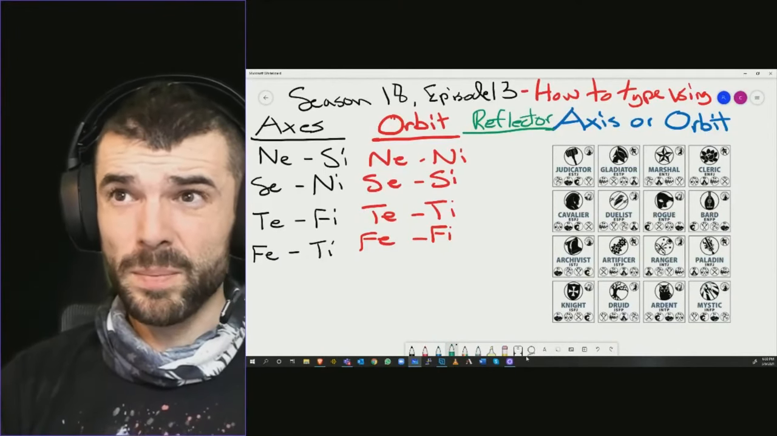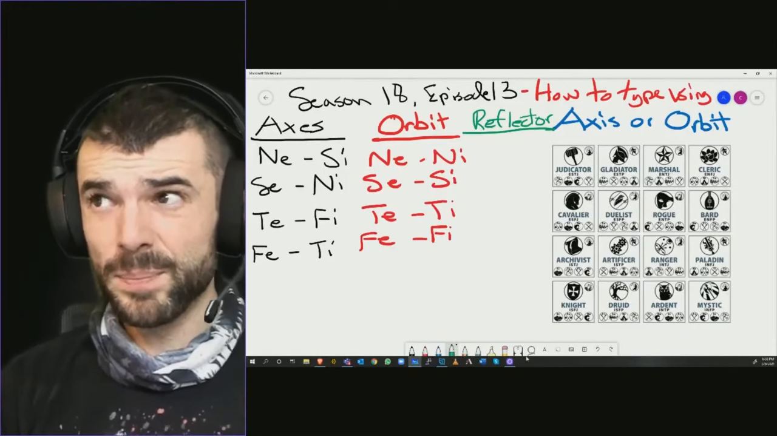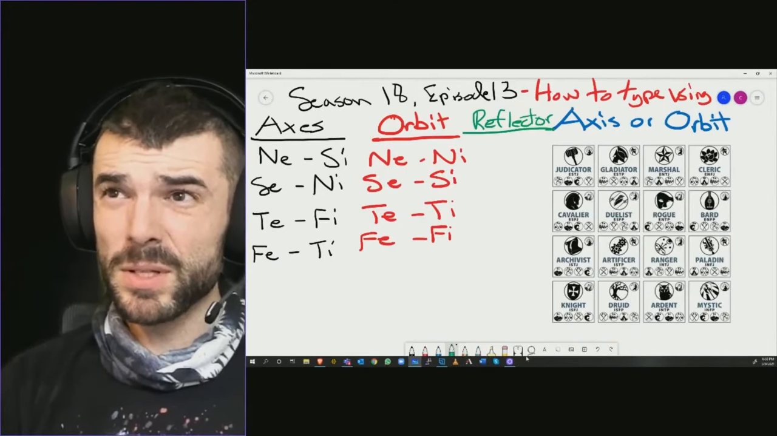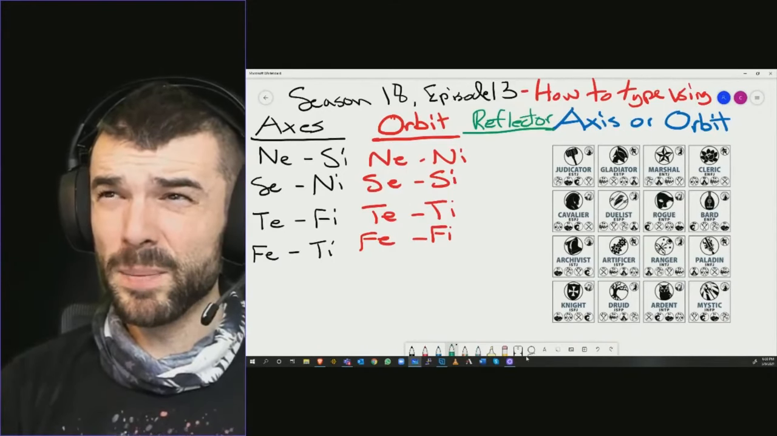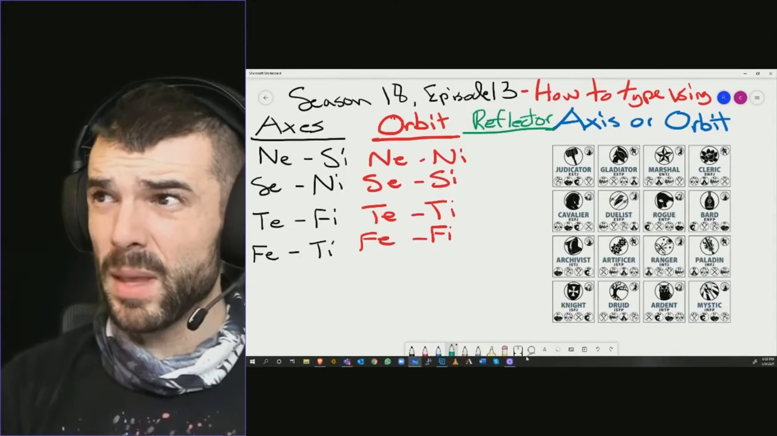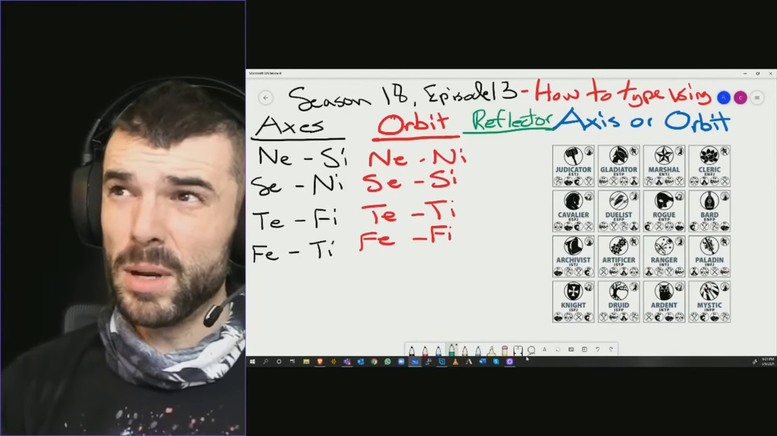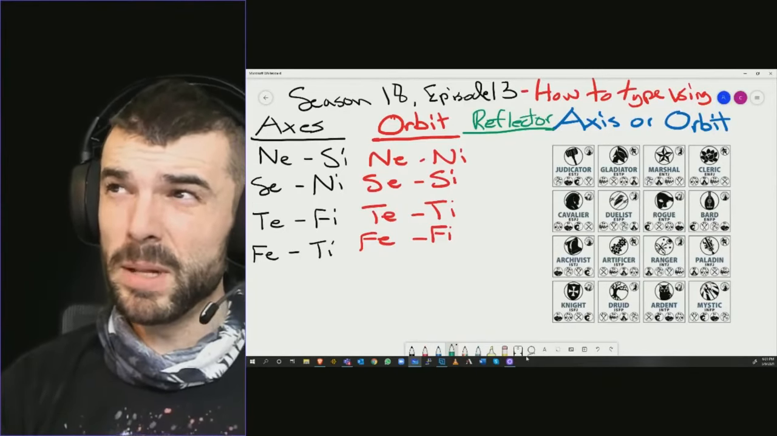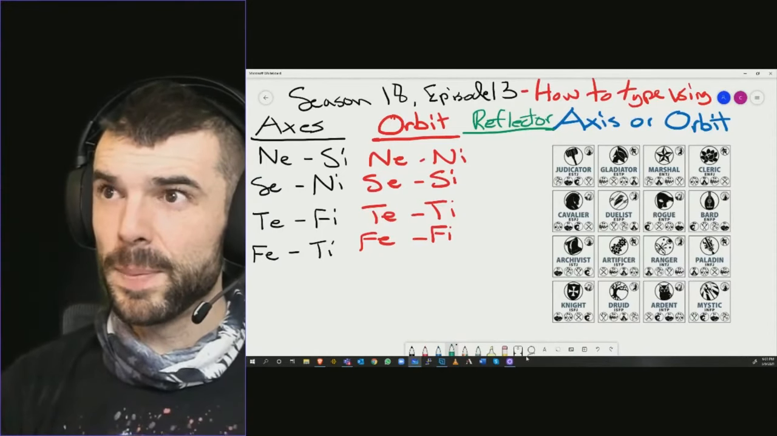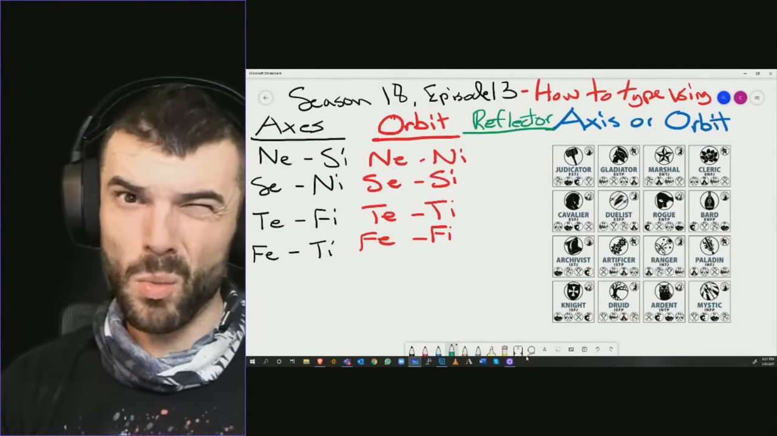It's pretty cool. It's pretty fantastic, actually. But we'll discuss that in a different way. Let me actually list out the reflectors right here for you guys, just to wet your tongue on that, even though we're mostly going to talk about axes and orbit. Okay, I'm going to list out the reflectors because why not?